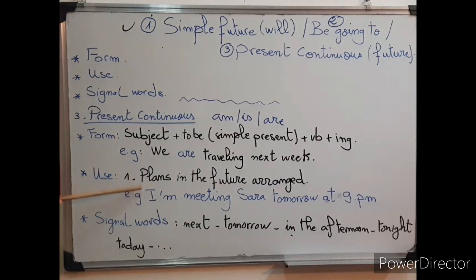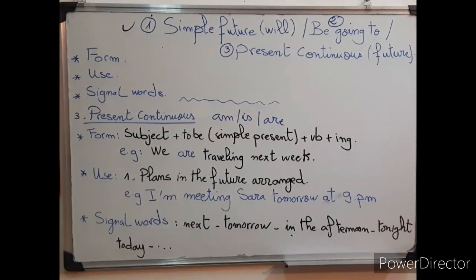We use it to express plans in the future, and these plans are arranged. When I say arranged, it means I know when they are going to happen, and why and where, etc. I know everything about the plans. Clear? For example, I'm meeting Sarah tomorrow at 9. So here, when I say I'm meeting Sarah tomorrow, I know the date, the time, and even the place. So they are already arranged. I know everything about them.